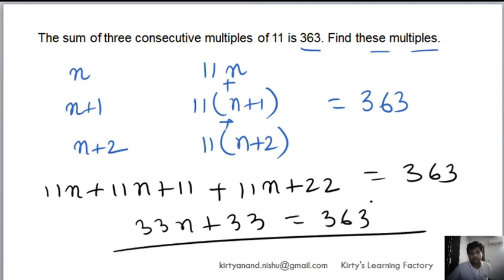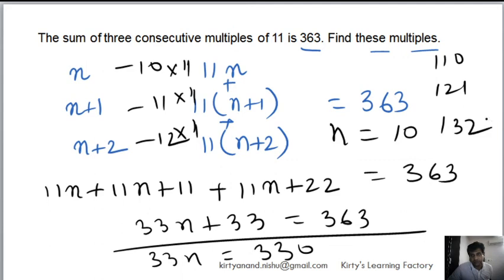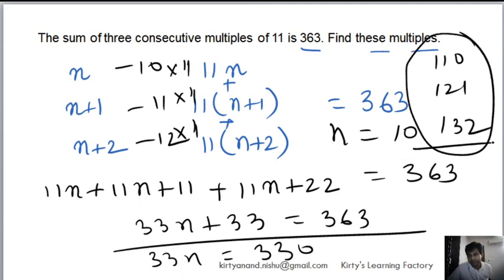So it will be 33n plus 33 equal to 363. Now you can solve it and you will get the exact answer. You will get 33n equal to 330 and n will be equal to 10. So this will be 10, this will be 11, this will be 12. Multiply them by 11, 11 and 11. You will get your numbers as 110, 121 and 132. These are the numbers. You can add them: 3, 2, 5, 1, 6 and 3. See, it is 363. Got it?